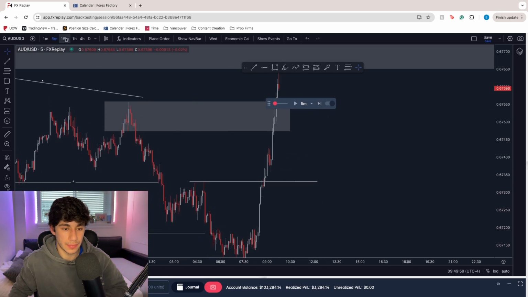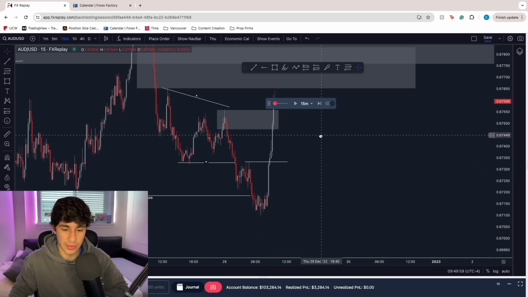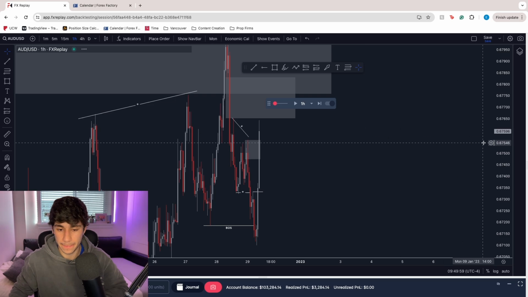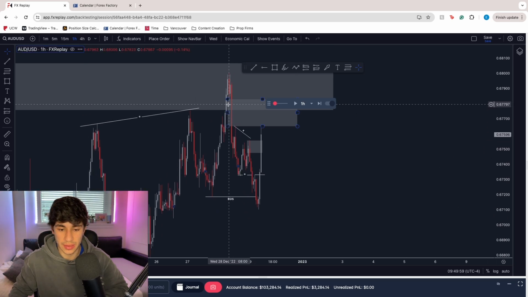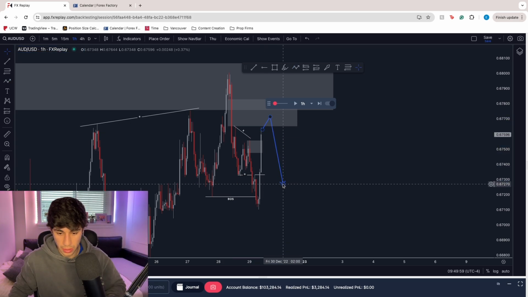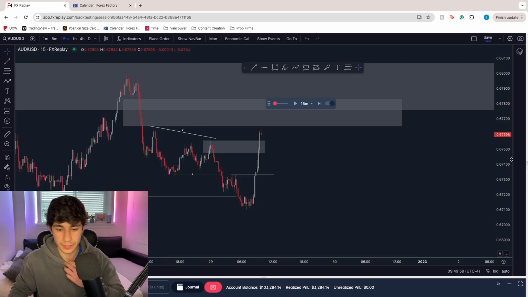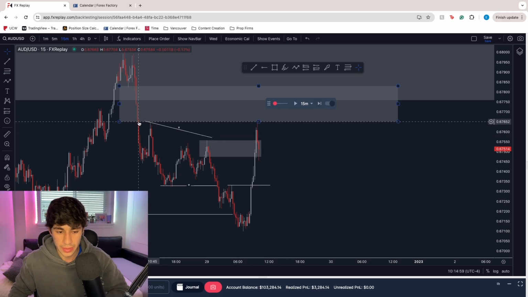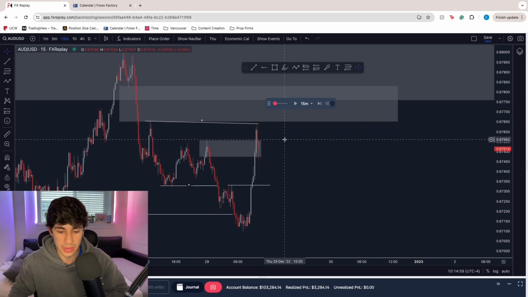There you go. Basically did exactly what I was looking for. So now we are in a very interesting point. So we are reaching this fair value gap that I expect for price to basically reach this point and then go lower. So let's see. So price didn't take this high, so you can see, I still consider this liquidity.